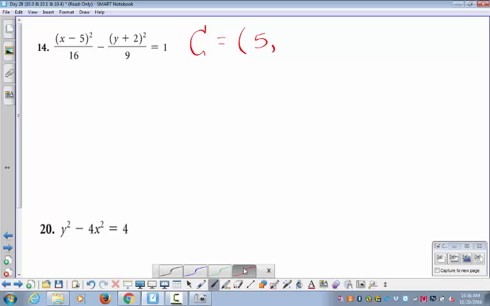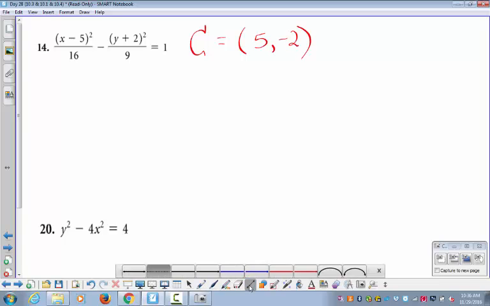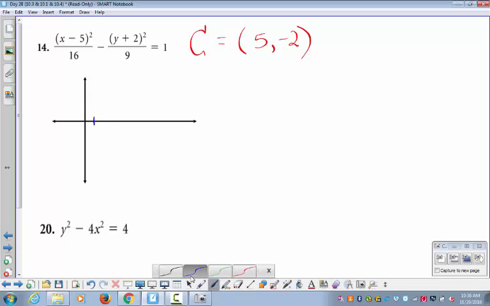5, -2. That's our center, and that's where we start. We're going to go to 5, -2. That's our center, right there. And then we're going to go horizontally and vertically from that center.